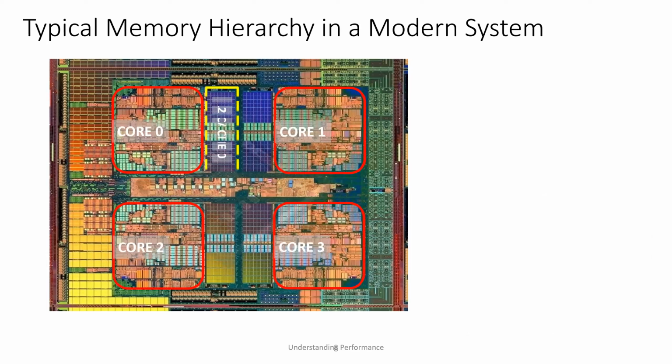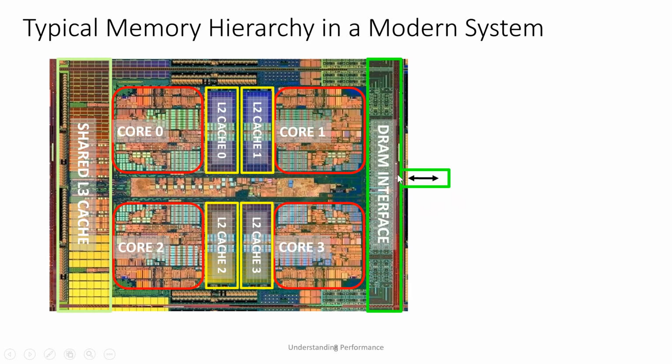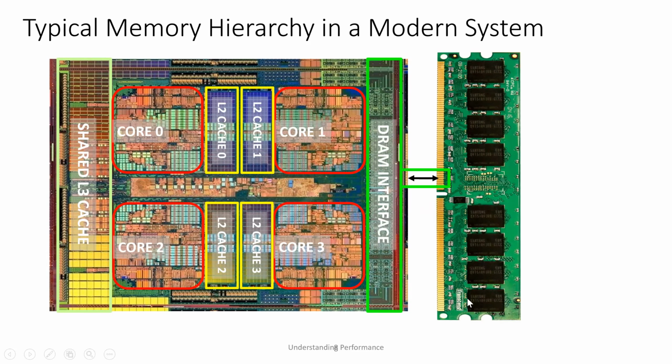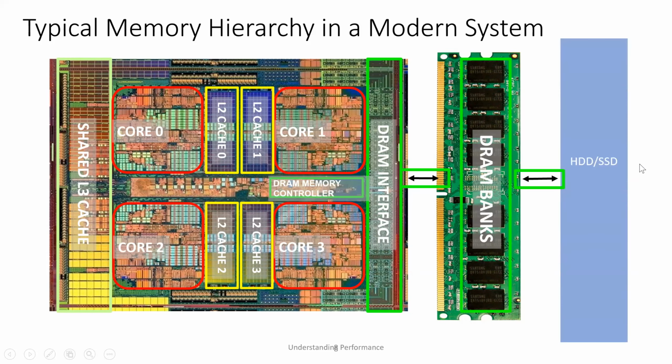We have 4 cores. Each of them has its own L1 cache. So these arrays are L1 caches. Outside of each core, we have an L2 cache also. Then we have a common shared L3 cache, right? So we have L1 private, L2 private, and a shared cache, which is common, right? Following that, we have an interface to the DRAM, which are DIMMs, which we typically call RAM. And following that, we have the secondary memory, right?